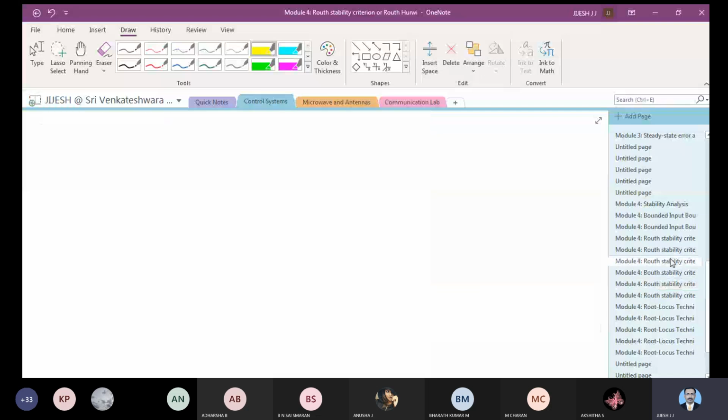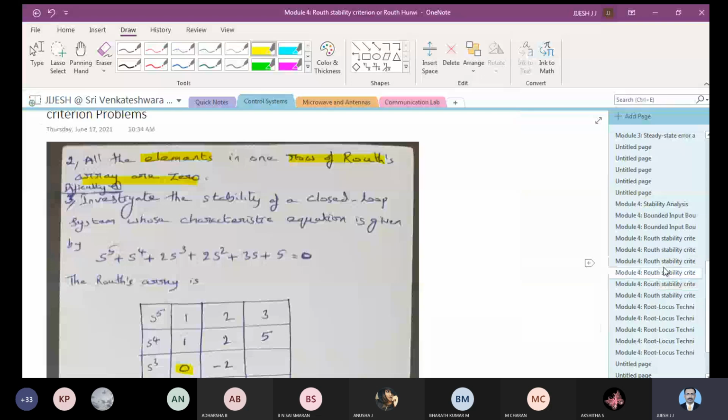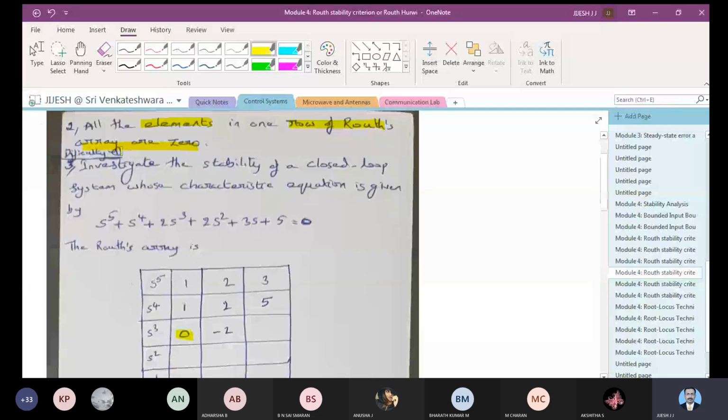So you can just note down these two difficulties. The second one is all the elements in the first row of the Routh array are 0. So we are going to see difficulty 1 and difficulty 2. Write down difficulty 1 properly. Let us take this problem: investigate the stability of a closed loop system whose characteristic equation is given by this one. So we are going to understand the first difficulty.